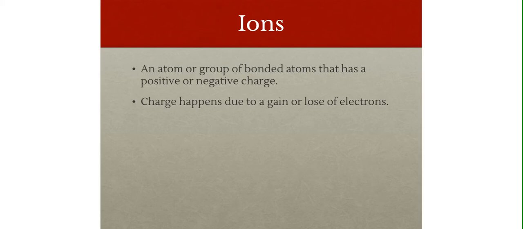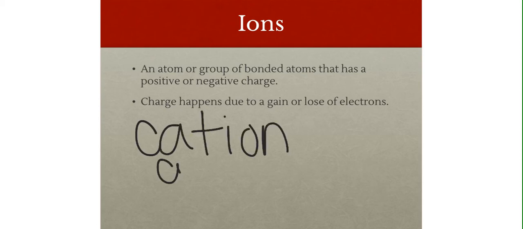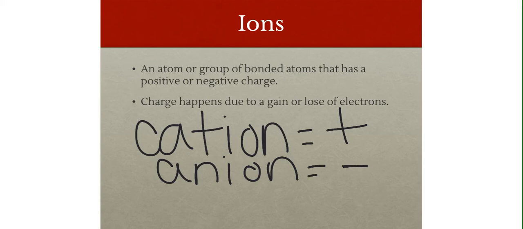We have 2 different types of ions. We have what's known as a cation and an anion. Cations are represented by a plus sign. Anions are represented by a minus sign. And it's kind of weird because it's a little backwards. Cation, you can think of positive. So cats positive. And these lose electrons.